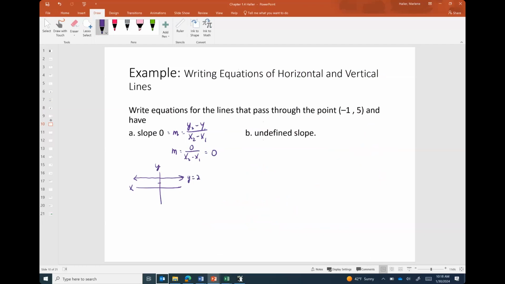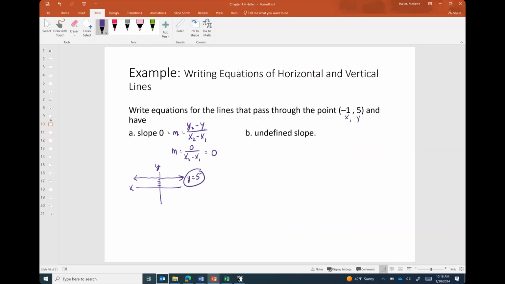All right, so when the slope is 0, we know that we have a horizontal line, and for the line that's specified here, there's an x-coordinate of -1, and there's a y-coordinate of 5, right? So if I put 5 tick marks there, I could say that this is the line y equals 5.